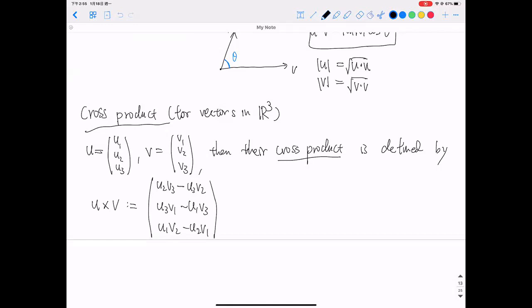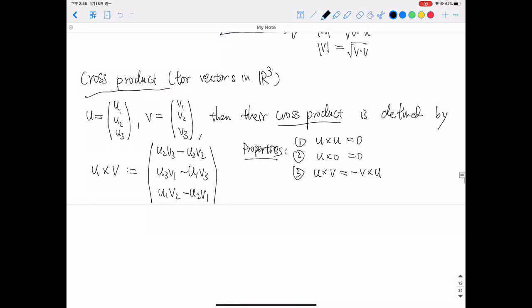Now, it has some properties. The easy ones are the following. If you form U cross U, you get a zero vector. If you form U cross 0, you get a zero vector. If you form U cross V or V cross U, they are not equal. They differ by a sign.